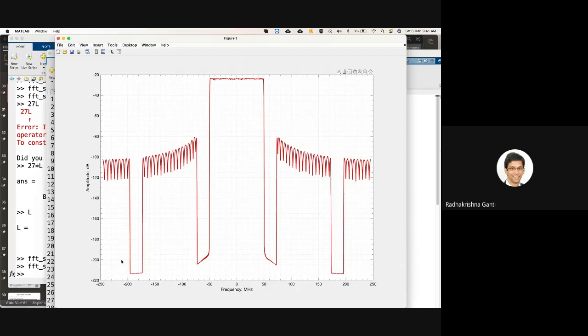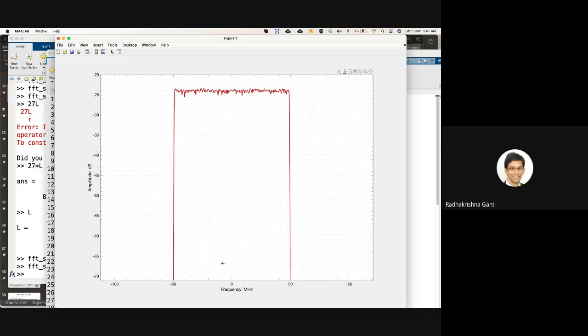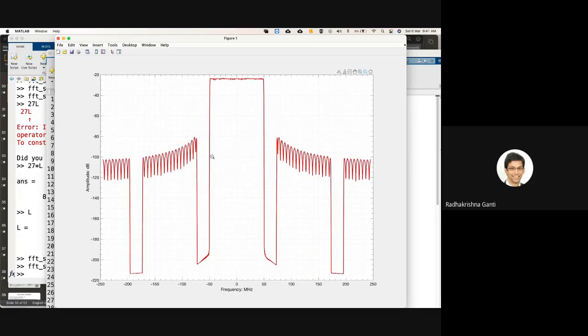You can see how the spectrum looks now. If you look at this, I had to zoom this a bit. Let me zoom this a bit. It's almost close to minus 50 to plus 50, which is 100 megahertz bandwidth. My signal is occupying that. All the other things are zeros.